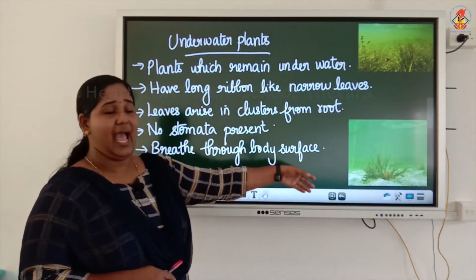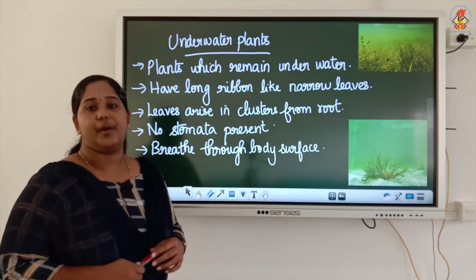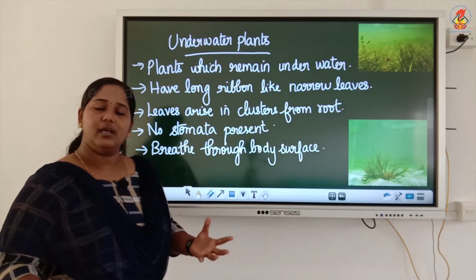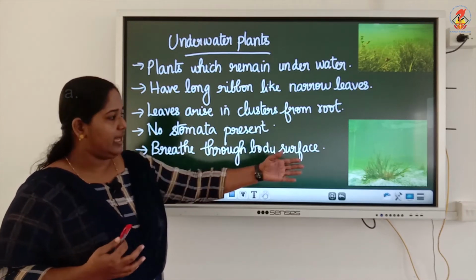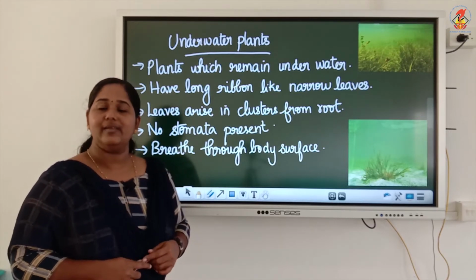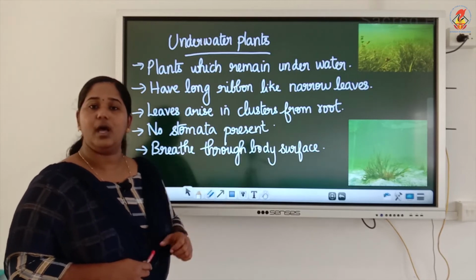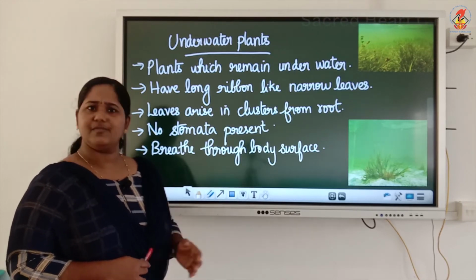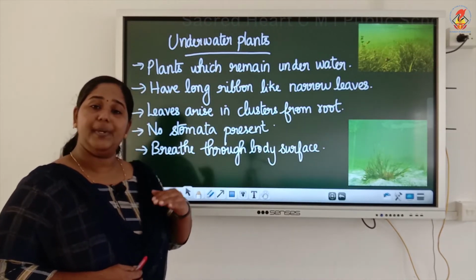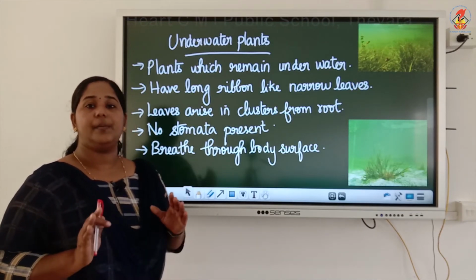Both have ribbon-like narrow leaves and they arise as clusters from the roots. Cluster means group. Too many narrow leaves grow from the root, and that is why they are seen together. So long, narrow, ribbon-like leaves arise as clusters from the roots, and the roots will be fixed to the water bed. And do they have stomata? Can they breathe? No, because they are completely underwater. There is no stomata present for underwater plants.